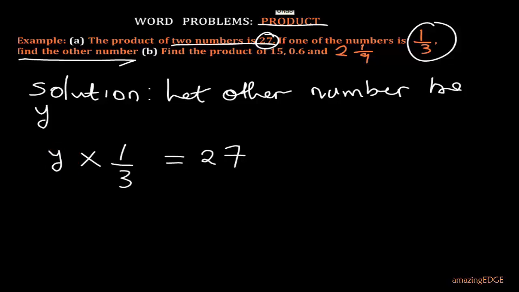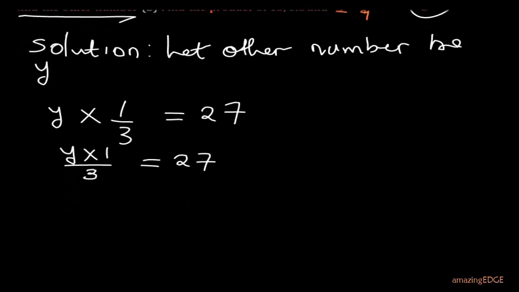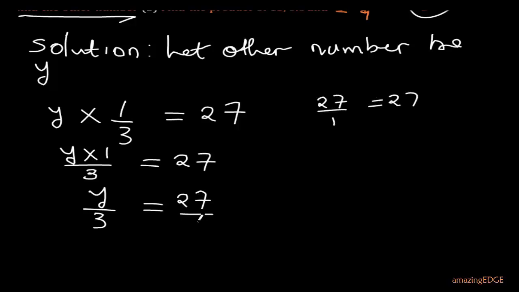Okay. So now, when you multiply out, y times 1/3 is just like saying y times 1 over 3. So this will give us 27. So y times 1 is the same thing as y. So everything is still over 3, which is equal to 27. And remember that 27 divided by 1 is the same thing as 27. So therefore I can write this 27 as 27/1 in order to enable me to do a cross multiplication.